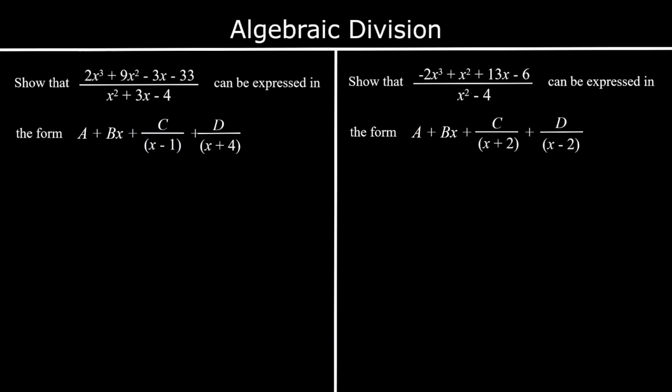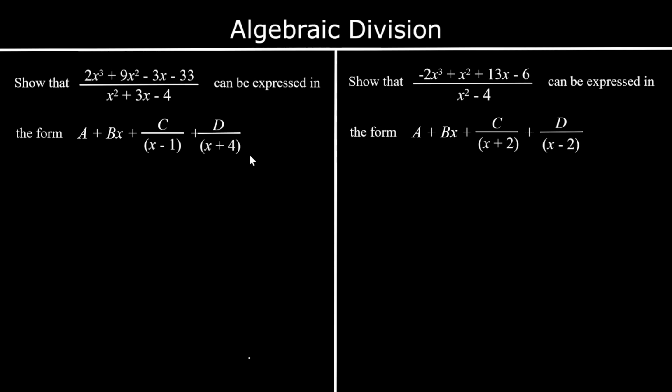Another one. This time we are splitting it into partial fractions, but we've also got a linear part, a plus bx. We can do the same thing. We can just multiply through by the denominator, which, as we can see, is not factorized, but it is x minus 1 times x plus 4. We could just multiply through by it and substitute values in, or we could use our algebraic division, which might make things easier.